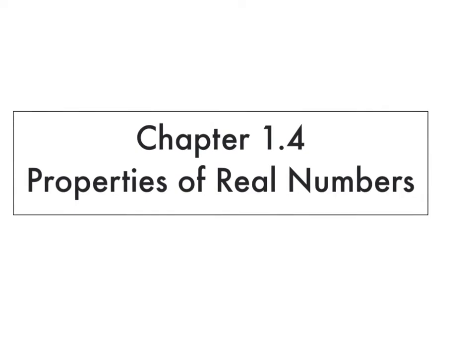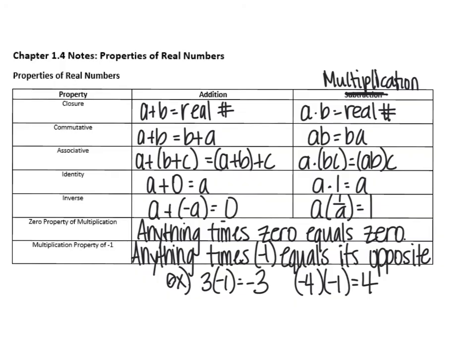Chapter 1.4 is all on properties of real numbers. Before we get started, I want to talk about some of those properties. The first one is closure property. Real numbers are closed under addition, which means that if you add two real numbers, you'll get a real number. And they're closed under multiplication, which means if you multiply two real numbers, you'll get a real number.